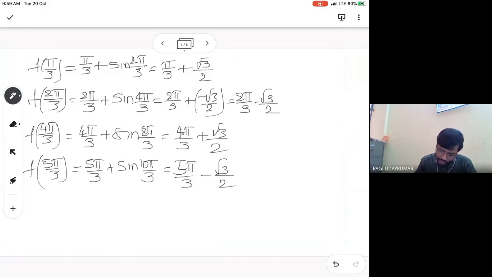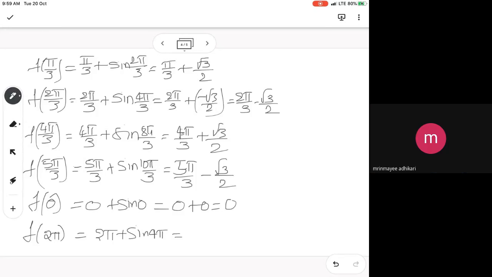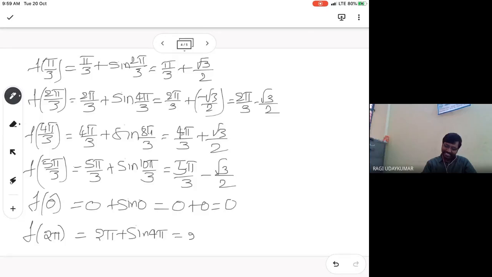Along with this, 0 and 2 pi also you have to substitute, which gives sine 0 value 0, 0 plus 0. And f of 2 pi should be taken: sine 2 pi plus sine 4 pi. Sine 4 pi value, can anyone say? What's the value? Sir, 0.